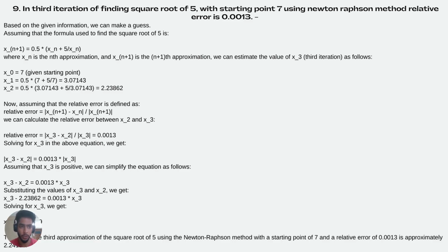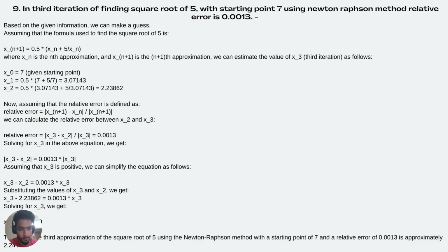I have the value of x naught, x1, x2. Now we can assume that the relative error is defined as I have mentioned in the formula here. We can again calculate the relative error between x2 and x3. Then if we solve it, we'll get our relative error as 0.0013. Solving for x3 in the equation, we have this relative error, and then we can do these steps forward so as to get our complete result.